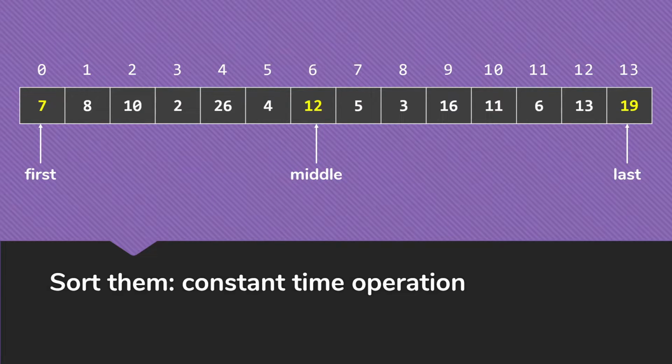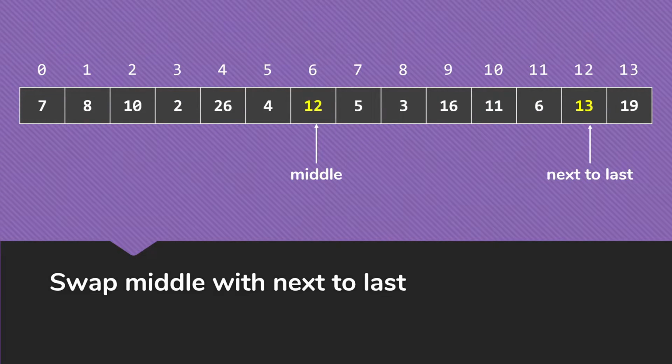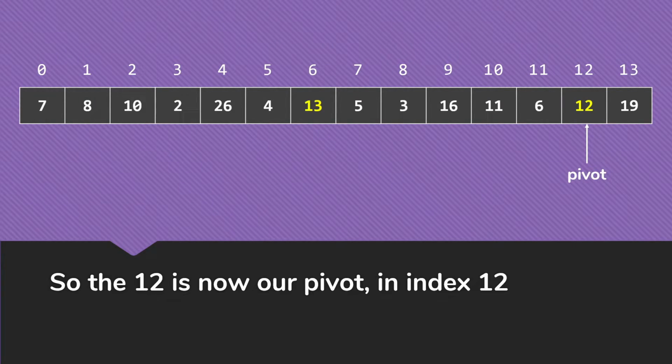Then we're going to take the middle element and move it to the next to last spot. So we're going to swap it with the next to last element in the partition. And this element will now be the pivot. So we swap that, make it the next to last item, and identify that as our pivot.